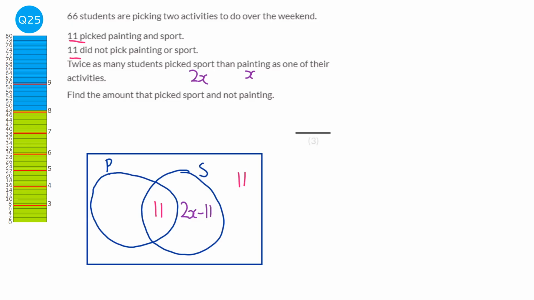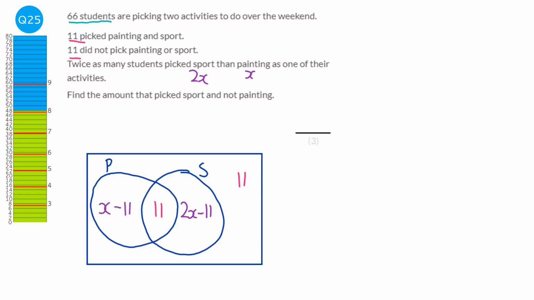And the painting is the same. We know the whole thing is x. So what we're going to do is take away the bit we know there, which is the 11, and it will be x minus 11. Now we know that there are 66 students in total.